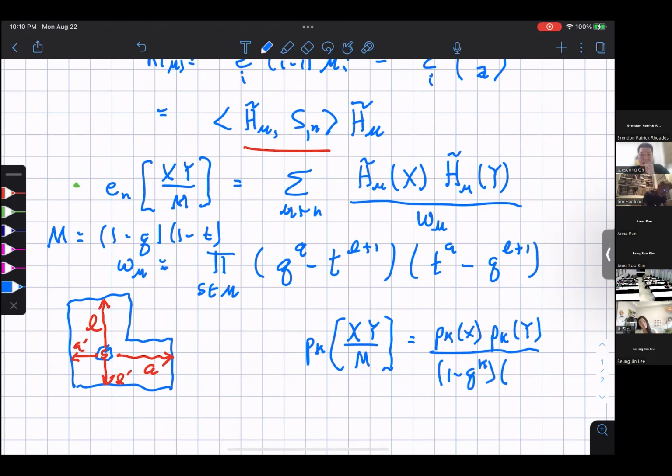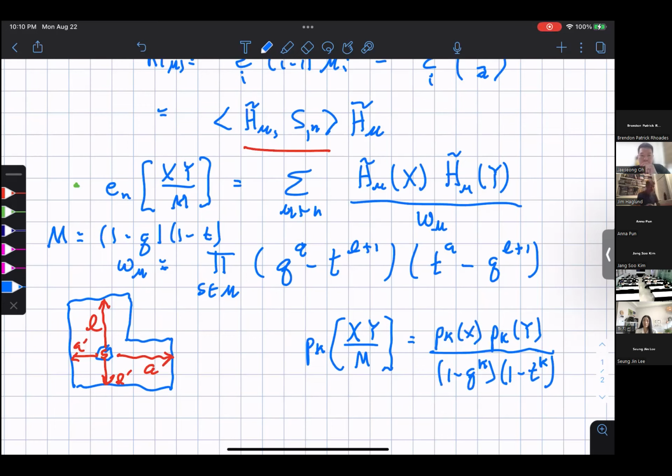So basically what you do to plethystically substitute something into p_k is replace all parameters and variables by their kth powers. So in this expression, I replace the q and the t by their kth powers. But I did not replace the negative sign by its kth power. So you don't replace any non-parameters by their kth powers.